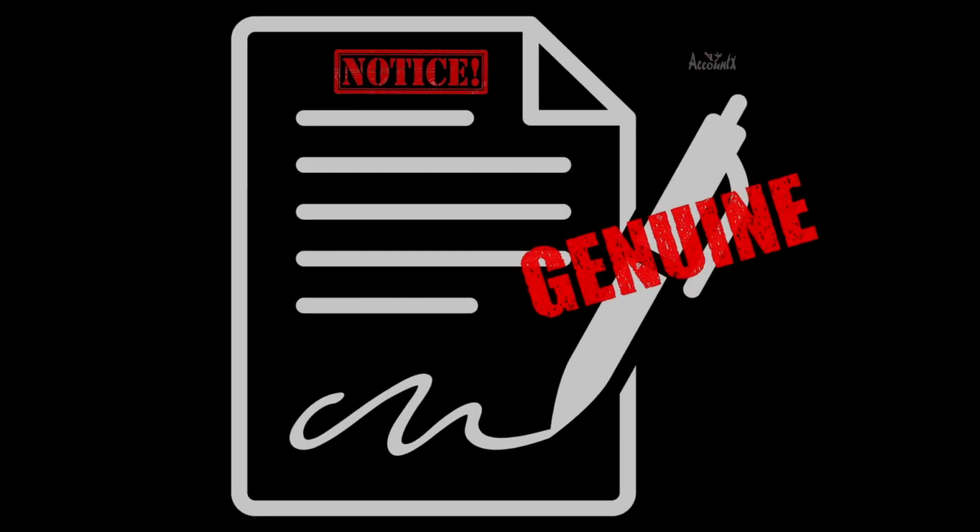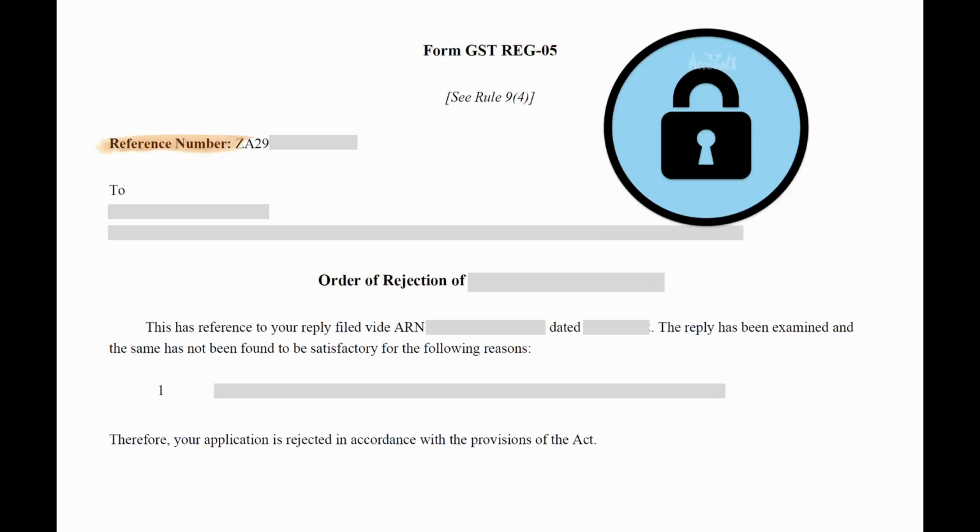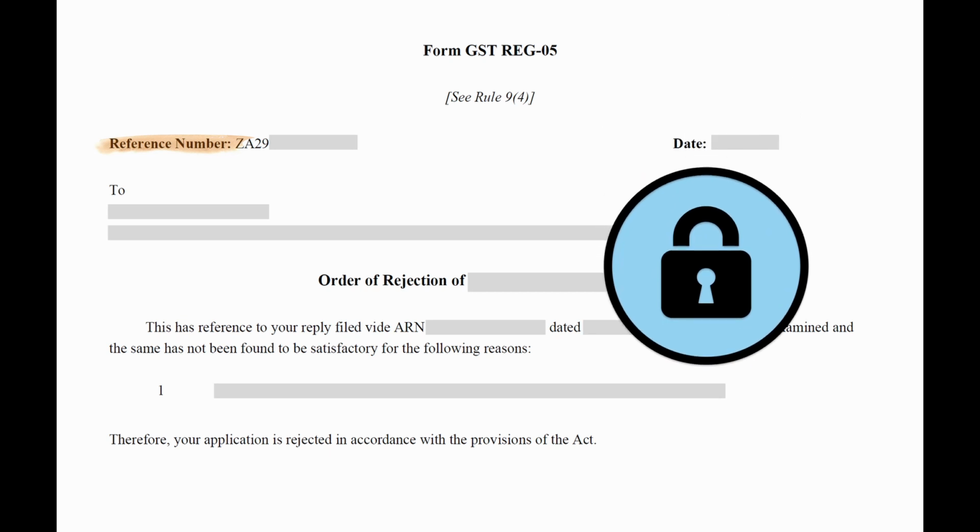Basically, we are going to use this Verify RFN tool and check if a document is real or fake. Let's also understand the situations in which this tool is going to be useful to you. Here is an order of rejection in form GST REG05 which has a reference number. Because of privacy concerns, I have masked other details. Let's now verify the authenticity of this order.